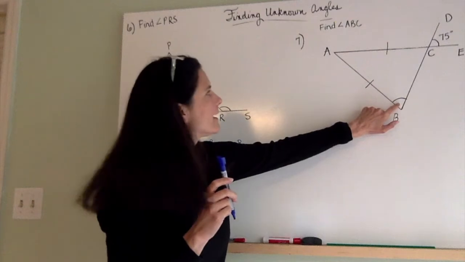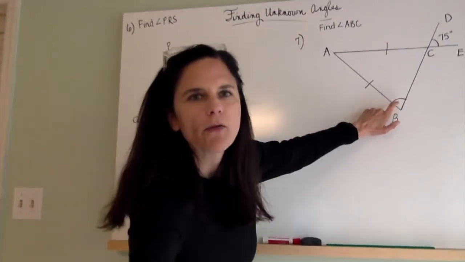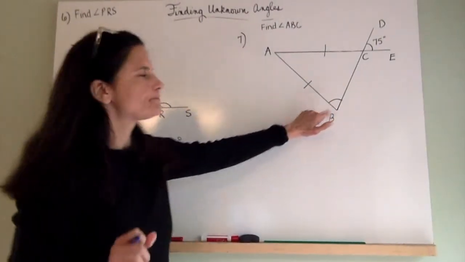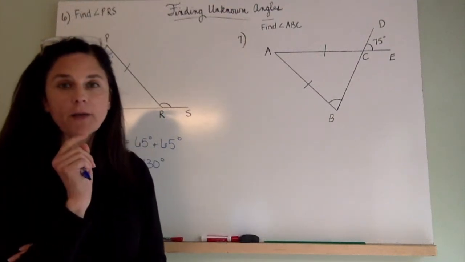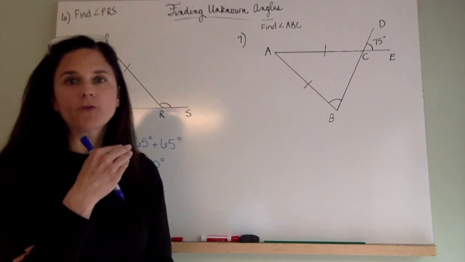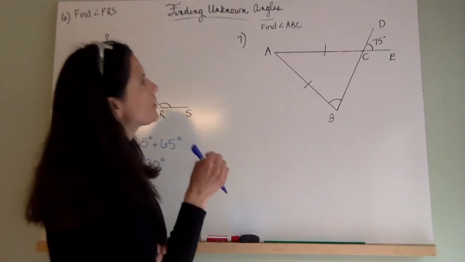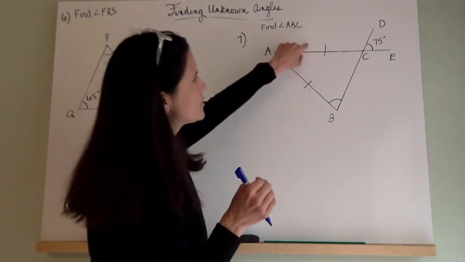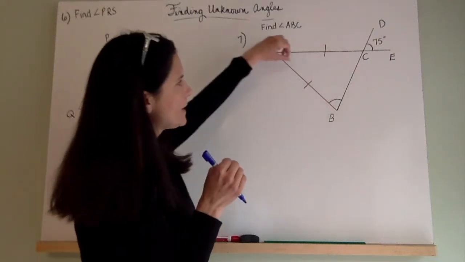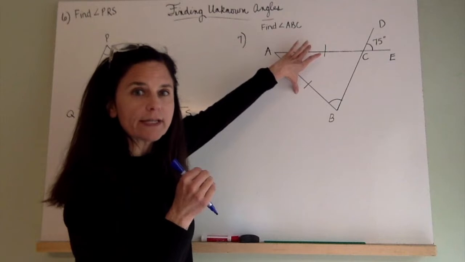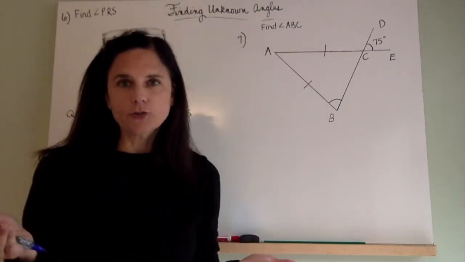this angle, angle ABC. Well, let me turn my camera a little bit here. Sorry about that. Okay, so again, let's think about what we know to help us solve for what we don't know. We know that these two lines are equal. We have a triangle here with two sides of equal length. We know that means it's an isosceles triangle.